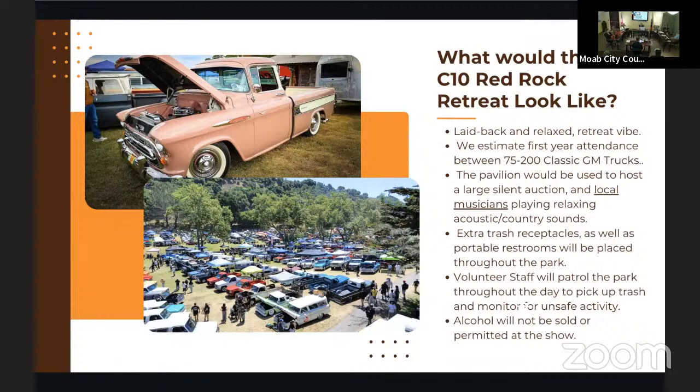The pavilion would be used to host the large silent auction. We would hope to also have some local musicians playing some kind of relaxing, more acoustic type sounds. We would set up extra trash receptacles as well as portable restrooms throughout the park. We'll have volunteer staff that will patrol the park throughout the day to pick up trash, monitor for unsafe activity, watch for people drinking alcohol, etc. Alcohol will not be sold nor permitted at the show.